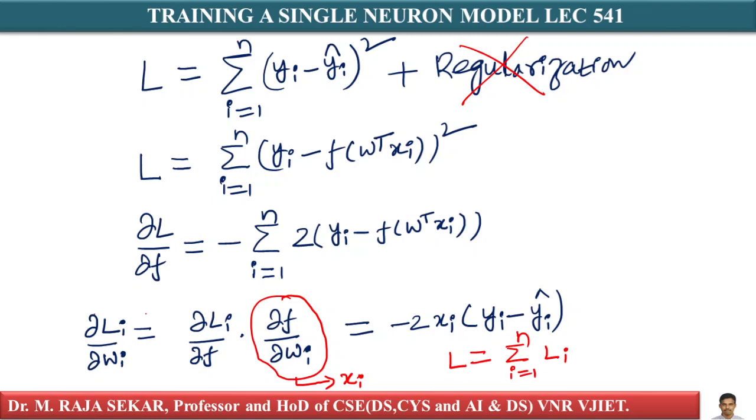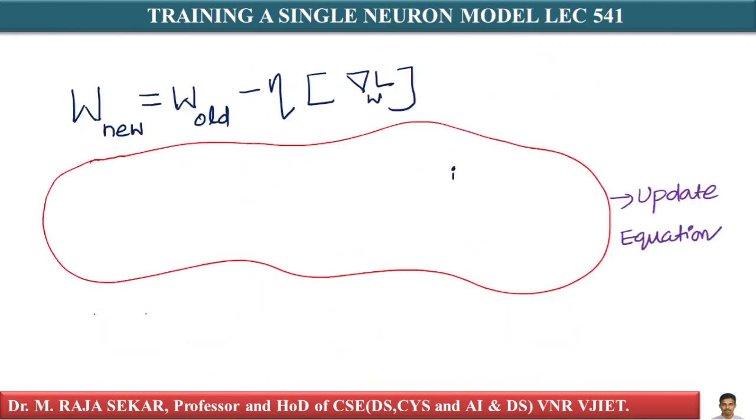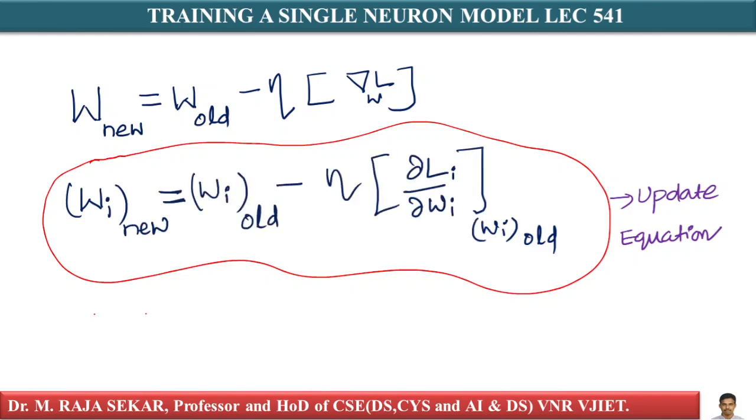How will I get L? L is sigma i equal to 1 to n of Li. What is the difference between L and Li? Your L is the summation of Li, isn't it? Now, W new equals W old minus eta into del L with respect to W, isn't it? This is my update equation. I can write it like this also: Wi new equals Wi old minus eta into dou L by dou Wi old. This is known as the update equation.